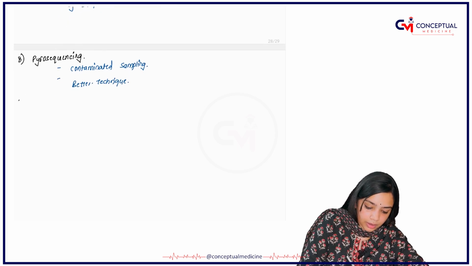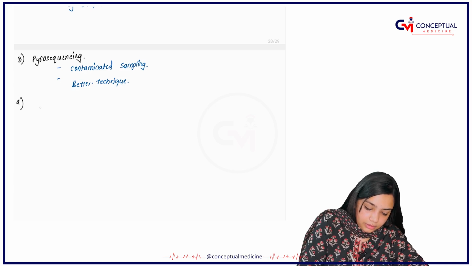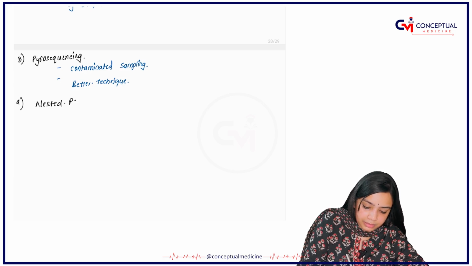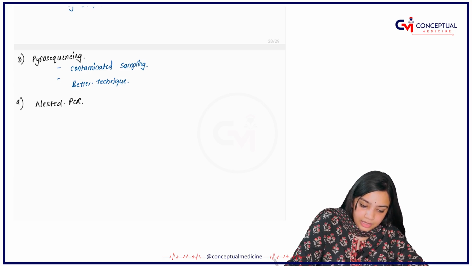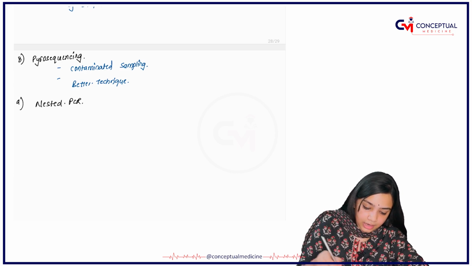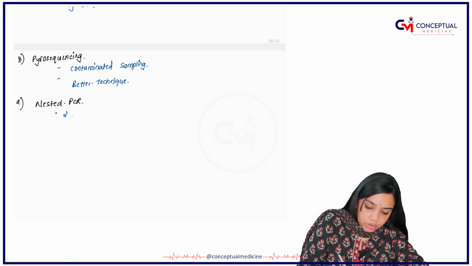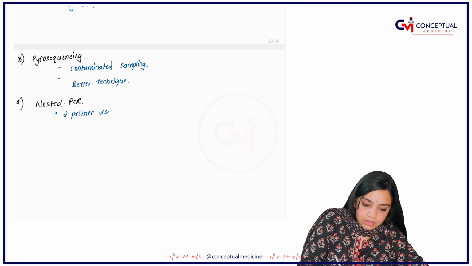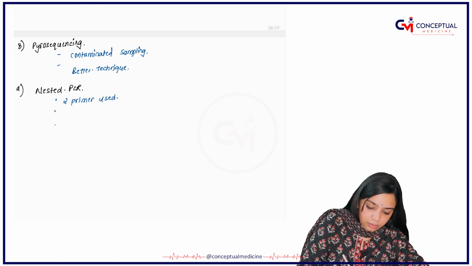Next that you have is the nested PCR. What does nested PCR mean? In nested PCR, we mainly use two primers. The two primers are used and it is more specific.